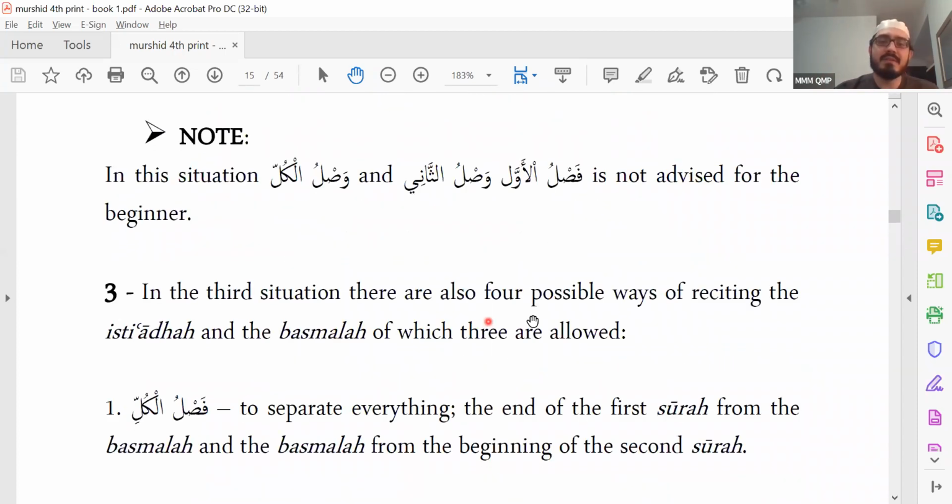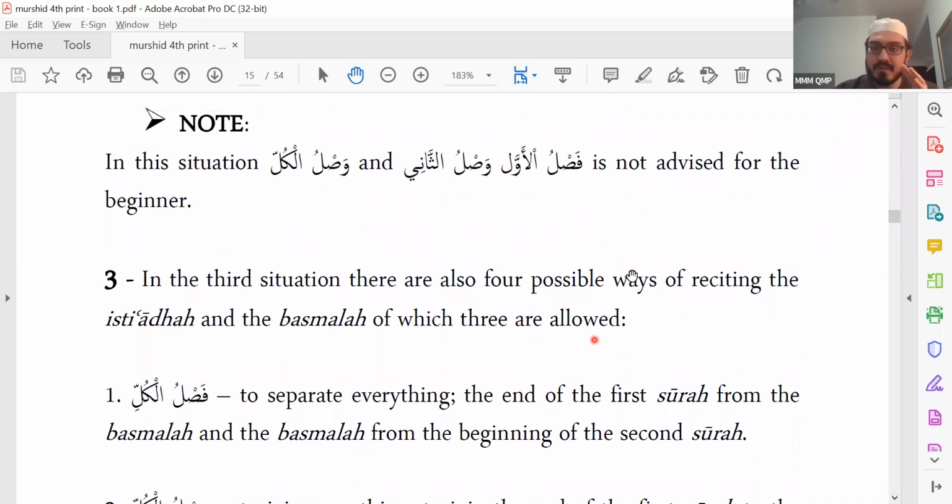Number 3, in the third situation, there are also 4 possible ways of reciting. Isti'adha and Basmala. 3 are allowed, 1 is not allowed. Okay. What is the third scenario? Someone tell me.